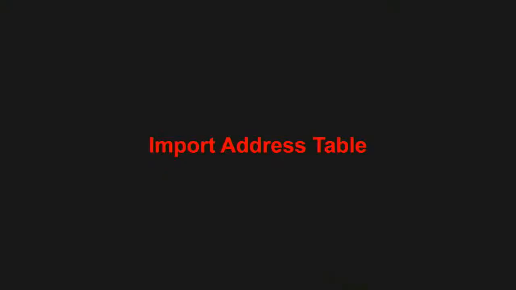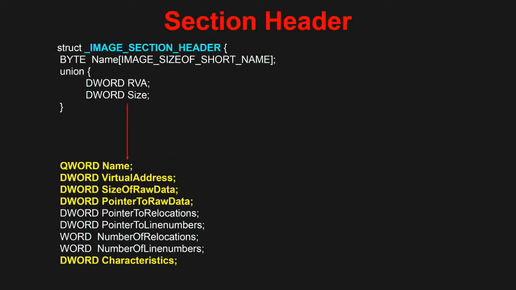Import address table. For the most part it is the same as the import table before the file is run. But once the file is loaded in memory, the import address table changes to contain all the symbols and their actual addresses present inside the DLLs from which those symbols were imported. So once the PE file is loaded in memory, the import address table becomes really important to see.